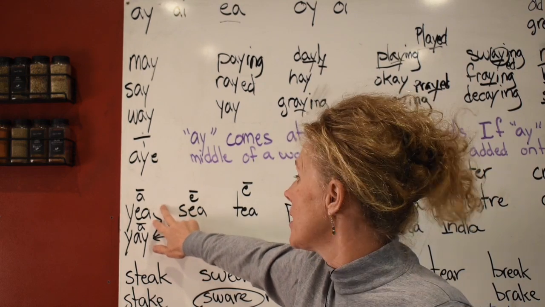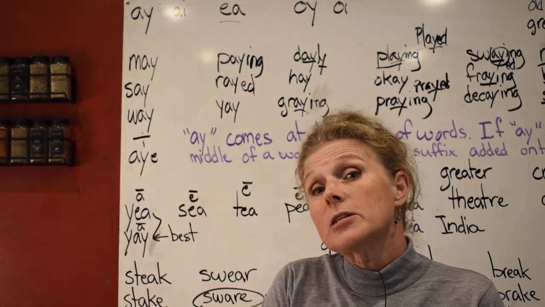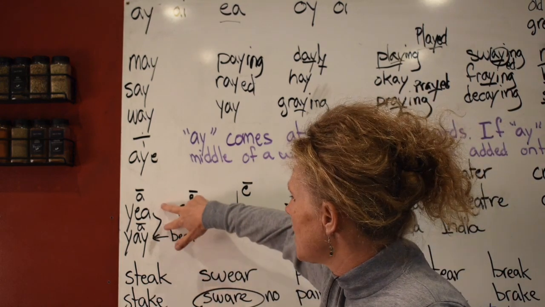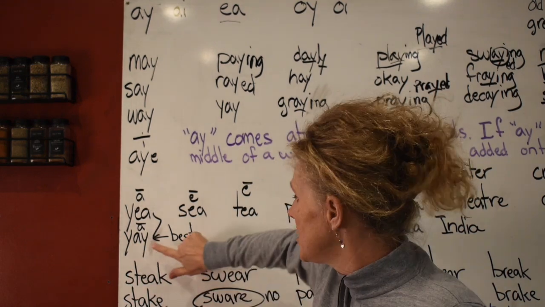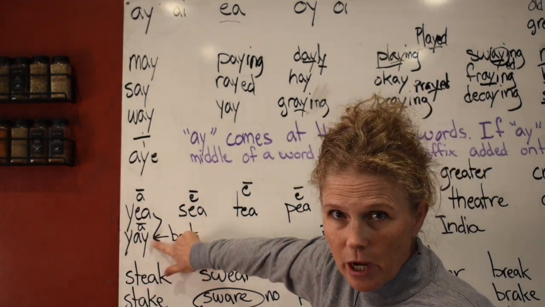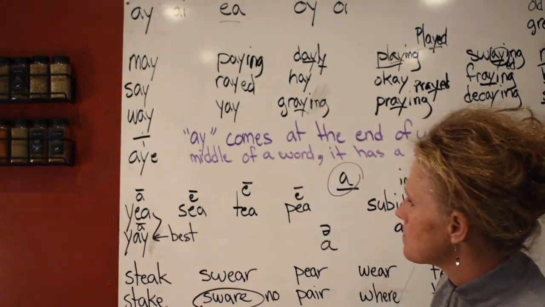In the dictionary, that is spelled correctly, but I'm not sure in other English-speaking areas which one they actually use. But if you're in America, you spell yay this way. This is the best way to spell it. People know what you're talking about. So AY says A, that's the best way.